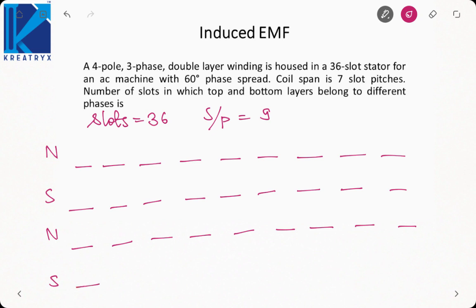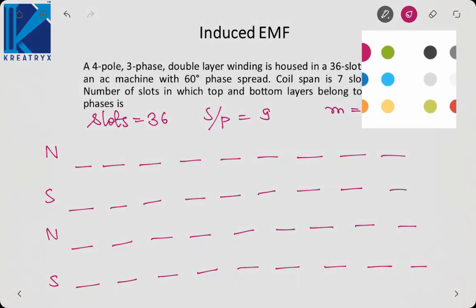Okay. Now what is meant by a double layer winding? A double layer winding essentially means that in each slot you have 2 coil sides. One coil side belongs to one coil and the other one belongs to a different coil. Now what is slots per pole per phase? That is 9 by 3, that is 3. Which means out of 9 slots under each pole, 3 slots are given to a single phase.